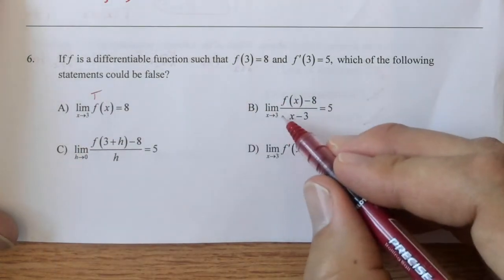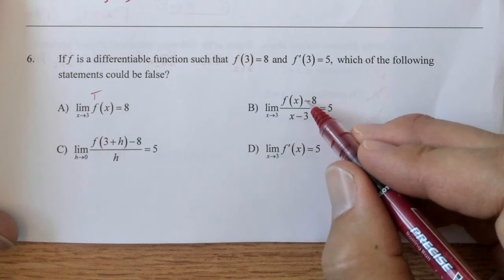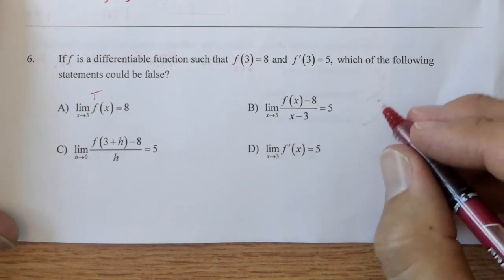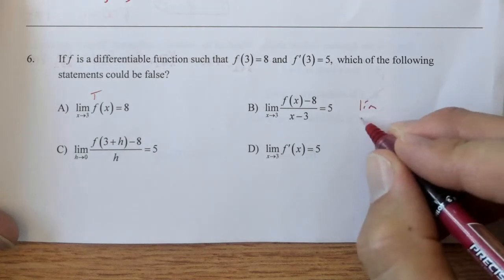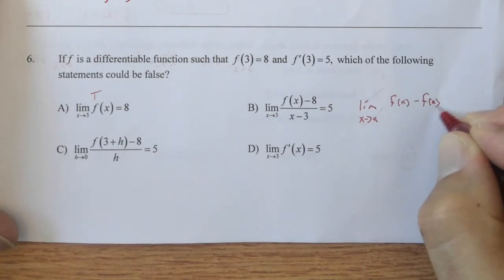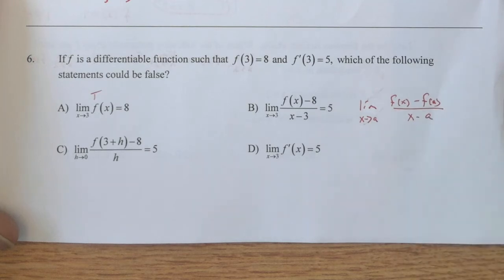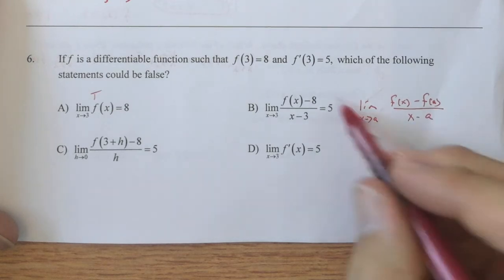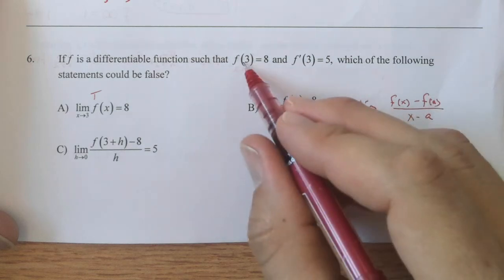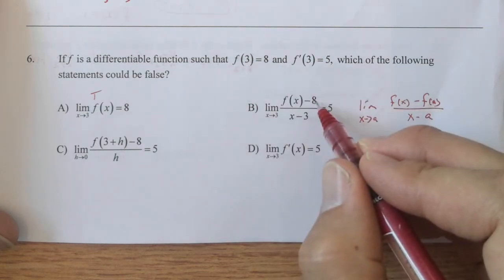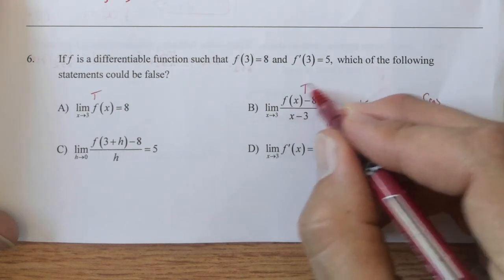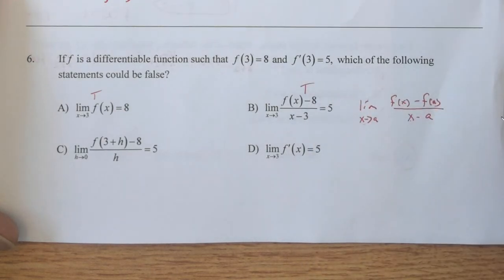All right, now we go to B. We see the limit as x approaches 3 of (f of x minus 8) over (x minus 3) is equal to 5. This is our alternate form of the derivative. If you recall, we saw the limit as x approaches a of (f of x minus f of a) over (x minus a). That was the alternate form of the derivative. See how this matches up nicely? Instead of having f of 3 right here, f of 3 is 8. That's why it's minus 8. And we have x minus 3 in the denominator, just like we see right here. So this is also true. That's our alternate form of the derivative.